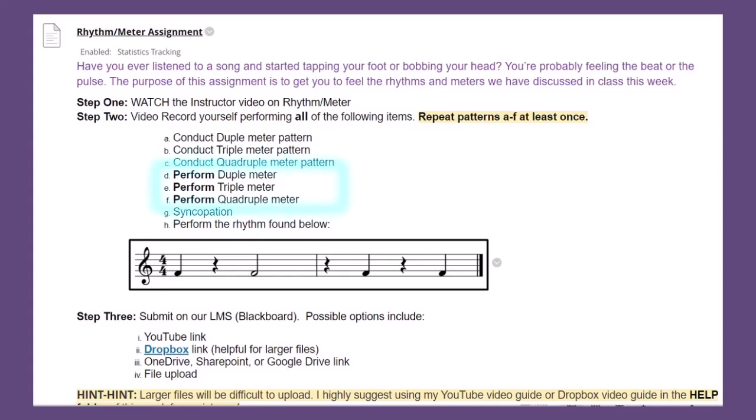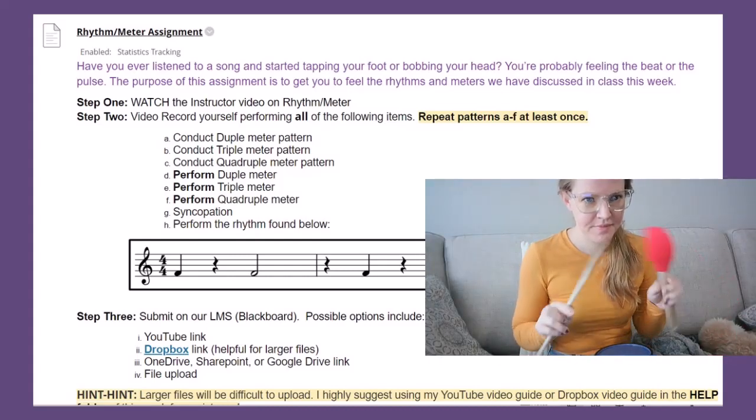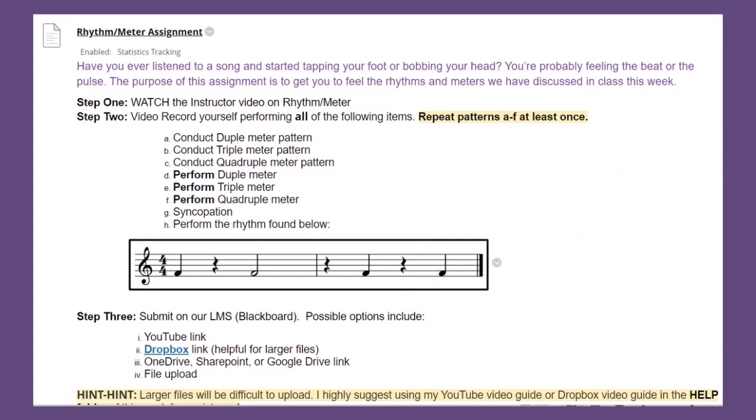D through F asks you to perform the patterns. For this, you will need to find a common household object like a pot or pan and some drumsticks. I have chosen a mixing bowl and some spatulas. You can use whatever you want as long as it makes a sound I can hear.